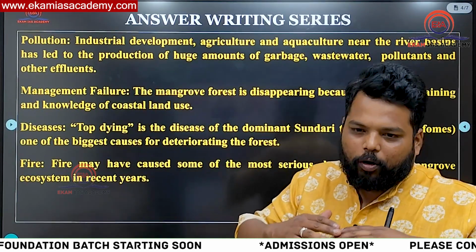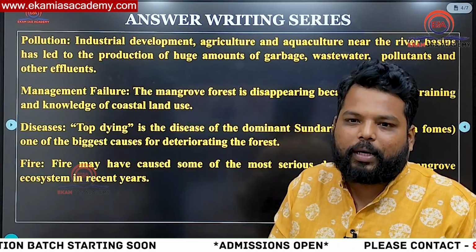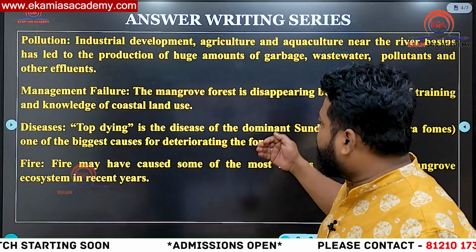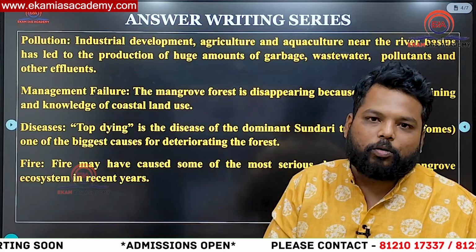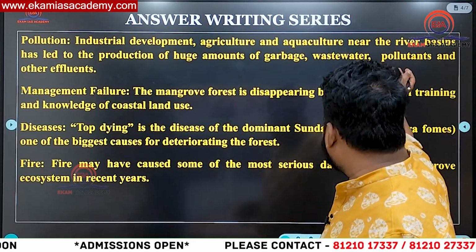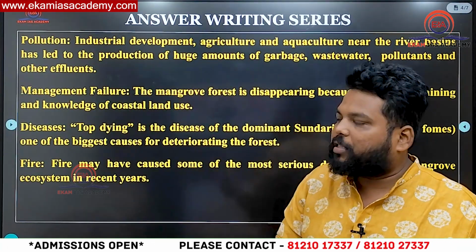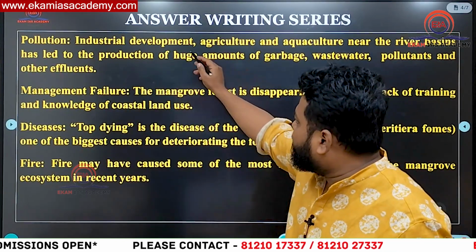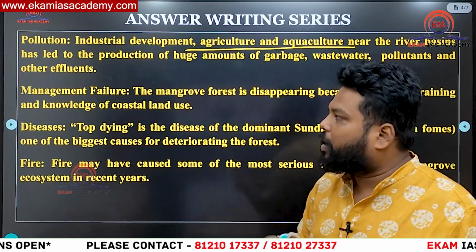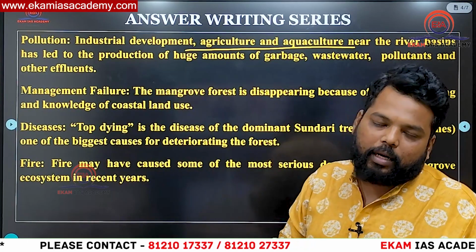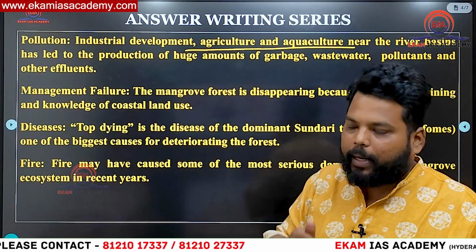water run off. When the water runs off, it collects all these fertilizers and urea, and it is dumped into these coastal regions. And wastewater pollutants and other effluents, when they are released due to these industrial, agricultural and aquaculture activities, these mangroves along the coastal regions are being depleted.